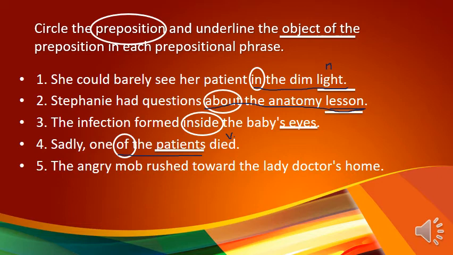Number 5, the angry mob rushed toward the lady doctor's home. If you have read the list of prepositions, you're going to know that toward is the preposition here in the sentence, and the prepositional phrase is toward the lady doctor's home. Which word here is the most important and gives us the meaning? Lady, doctor, or home? Where did they rush? They rushed toward the home. So home is the object of preposition because it's the most important word in the prepositional phrase.